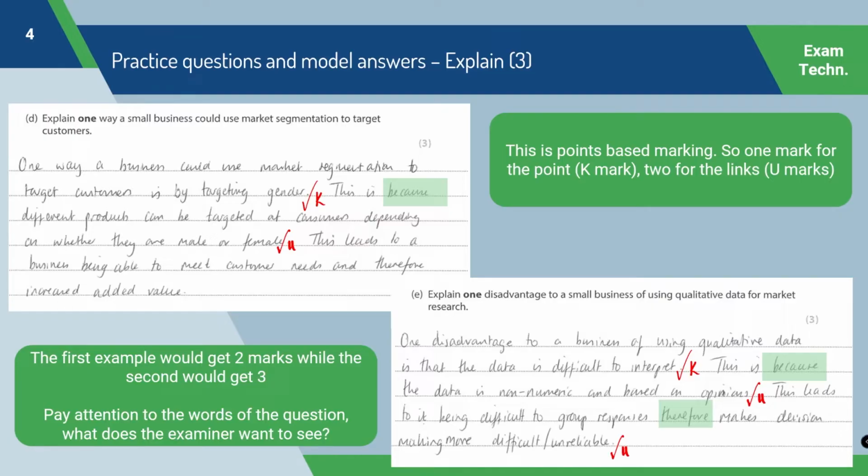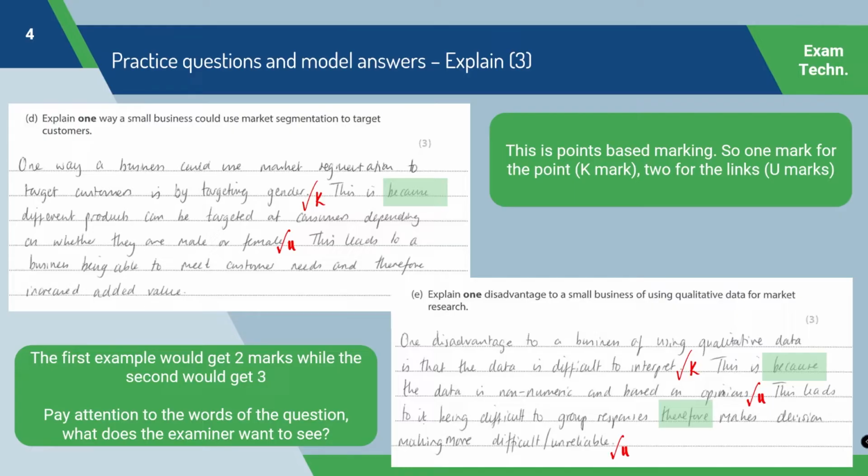The thing we want to make really clear to students is you've got to pay attention to the words of the question. What does the examiner want to see? Is it explain one way? Is it explain one disadvantage? Because while the requirements are the same, knowledge and then 2 understanding points, or point and 2 links, it has to be really specific to what that question's asking for. You've got to demonstrate your knowledge, but you have to make sure you're answering what the question is actually asking.